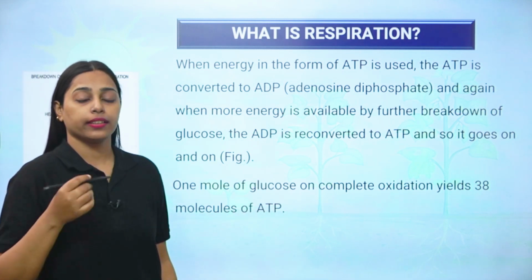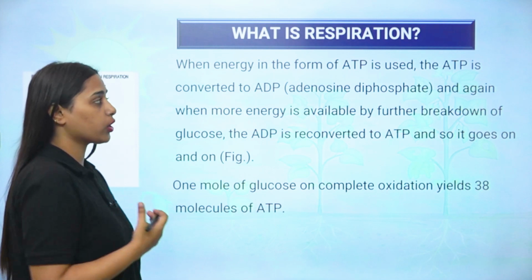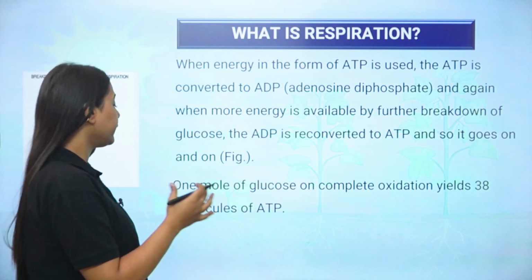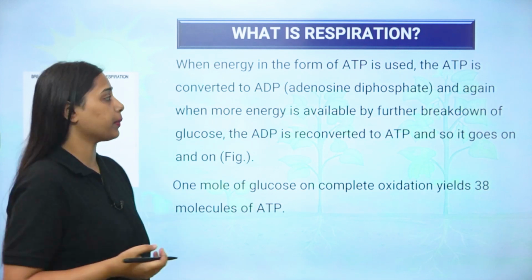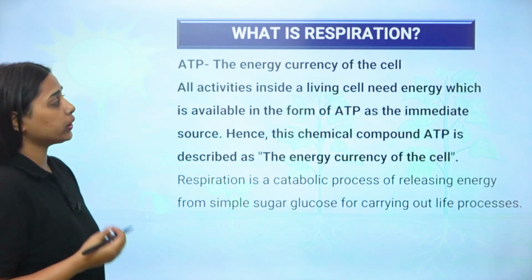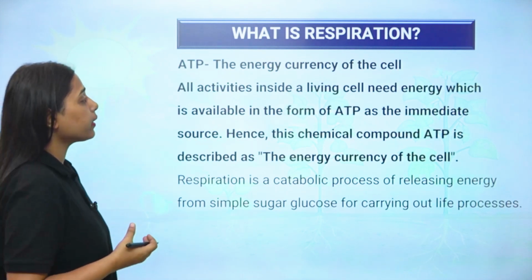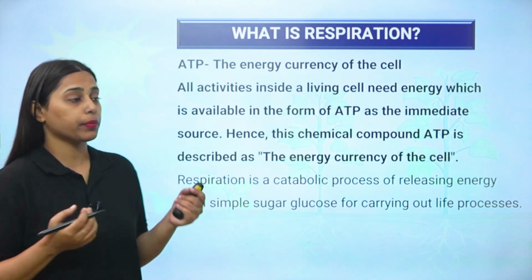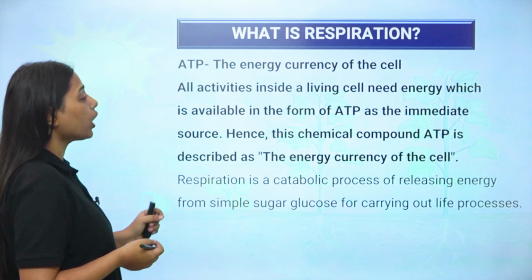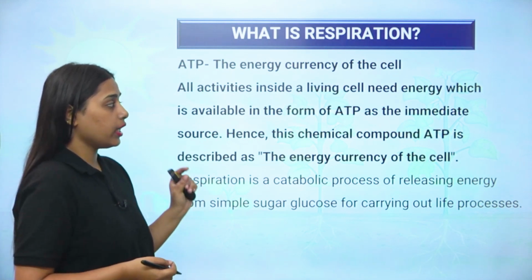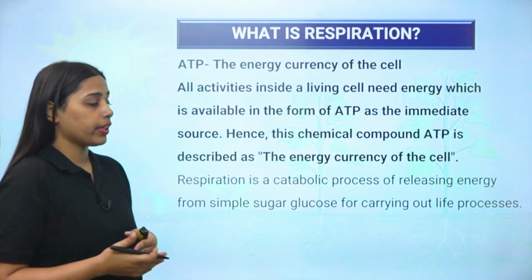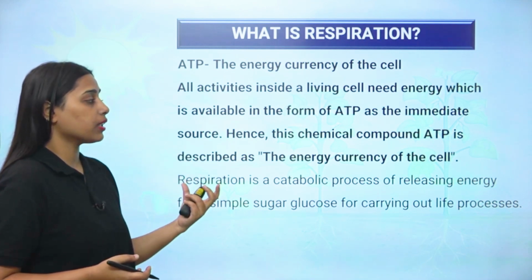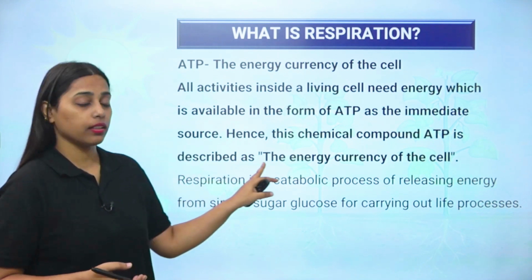So in total, it is said that one molecule of glucose is expected, on complete oxidation, to yield 38 molecules of ATP. That is the number which you need to remember also. ATP, in brief, is the energy currency of the cell because it provides energy to the cell. All activities inside a living cell need energy, which is available in the form of ATP only as the immediate source. Hence, this chemical compound ATP is described as the energy currency.